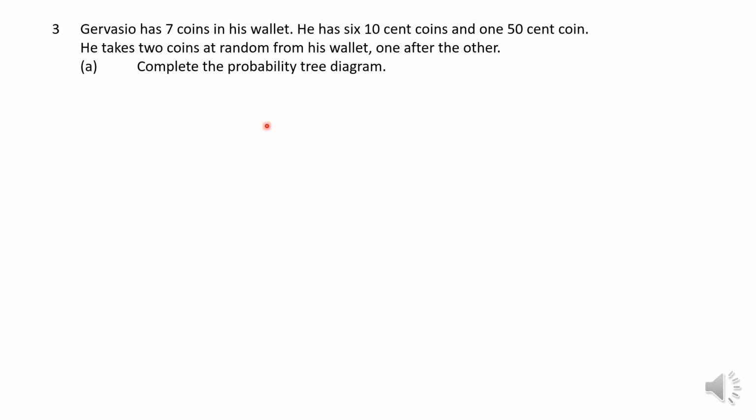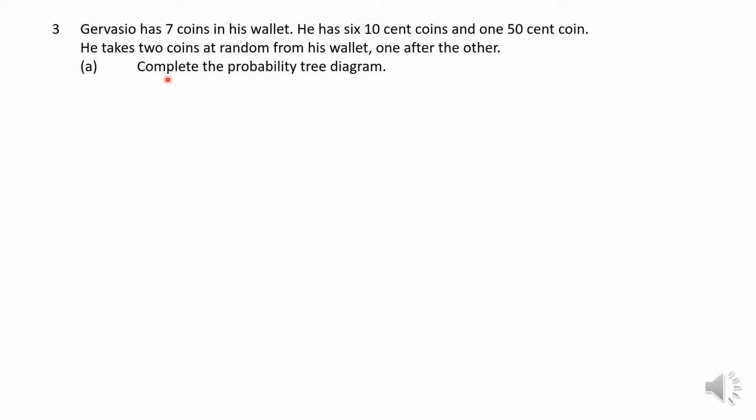Right, so we have got another question here. Gervasio has 7 coins in his wallet, and he has got 10-cent coins and 50-cent coins, 6 10-cent coins actually, and 1 50-cent coin. All right, so when you look at 6 10-cent coins, that's 60 cents plus 1 50-cent coin, that's $1.10, just as a matter of interest.